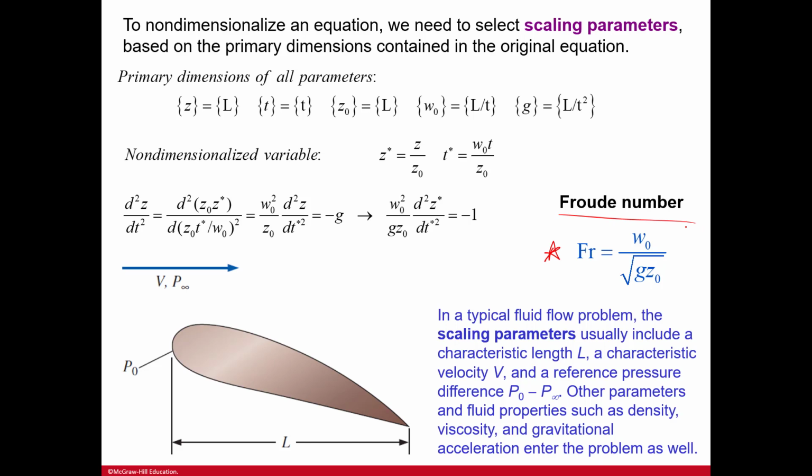Okay, so in a typical fluid flow problem, the scaling parameters usually include a characteristic length, a characteristic velocity, and a reference pressure point, P0 less P infinity, whatever that ending point is. Other parameters of fluid properties such as density, viscosity, and gravitational acceleration enter the problem as well, and we will work through those.